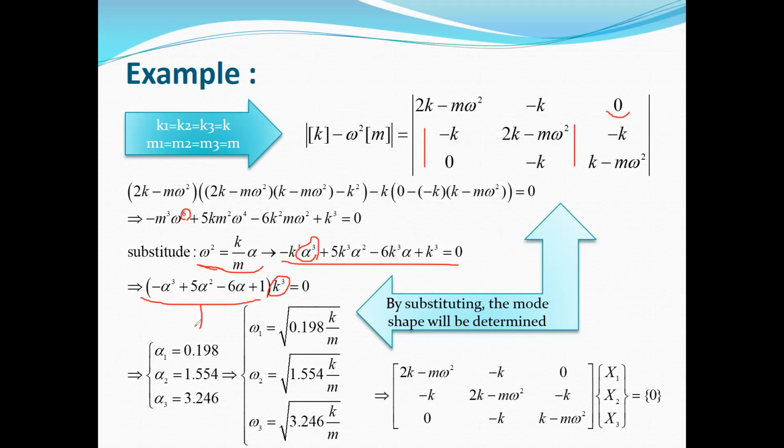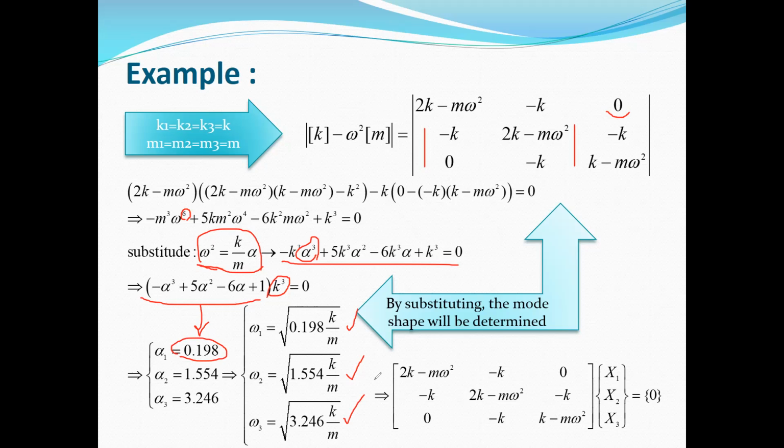And now you can obtain these three roots for this equation. We will have alpha 1, alpha 2, and alpha 3, and from this definition, omega squared is equal to k alpha divided by m. We can obtain omega 1 to omega 3, or three different frequencies for this system: omega 1, omega 2, and omega 3. So here, instead of alpha, you can substitute the numerical value of the roots, and then you can calculate that omega is the square root of k alpha divided by m.